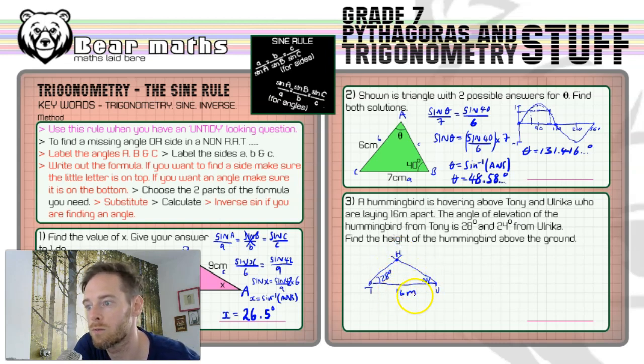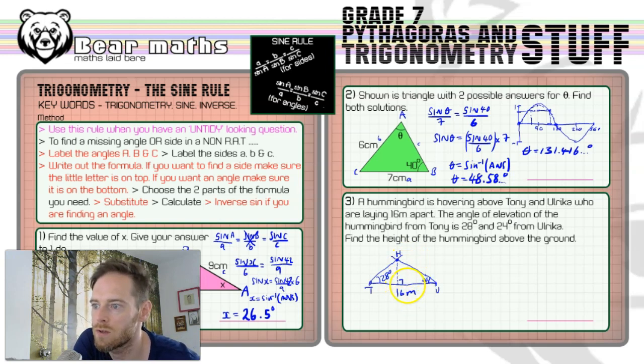So we've got 2 angles and we've got a side length. So it's an untidy question, and it's a sine rule question, obviously because it's in the sine rule video. But you have to kind of figure out these things for yourself when you do these problems. And we're going to find the height of the hummingbird. So we're looking for that distance there, that height, the perpendicular height. Now, how do we do that?